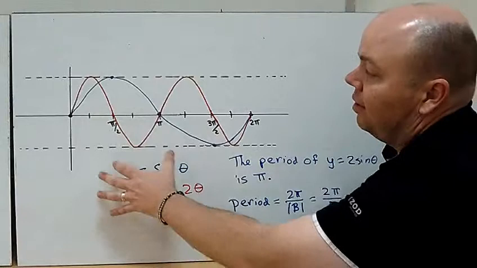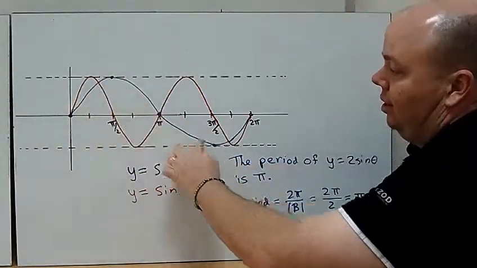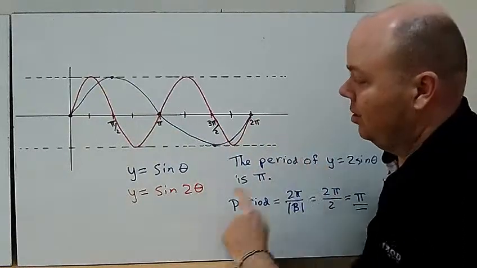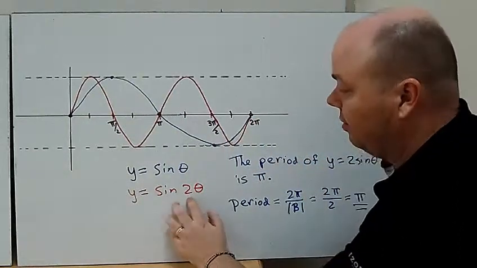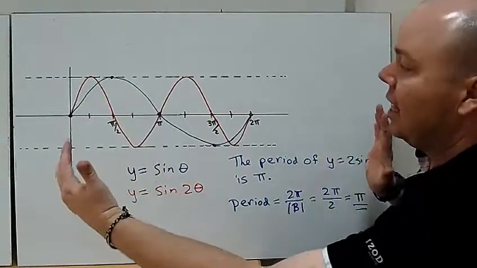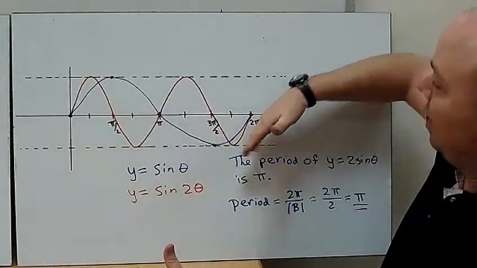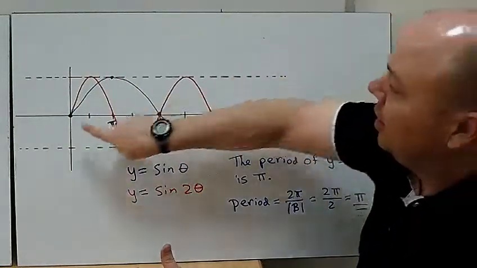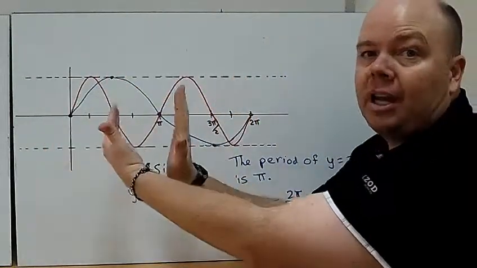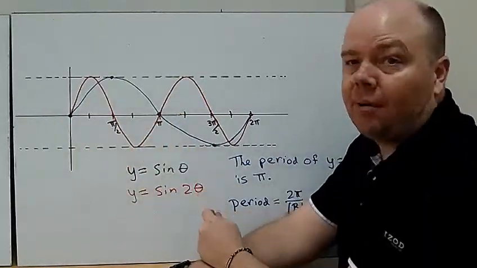Okay, on this I've graphed, the blue line is the sine function. Notice its period is 2 pi radians. I've graphed on here the sine 2 theta. And what that does is that has the effect of shrinking it horizontally. So instead of going all the way out to 2 pi, it shrunk it in half. So now its period is pi radians.